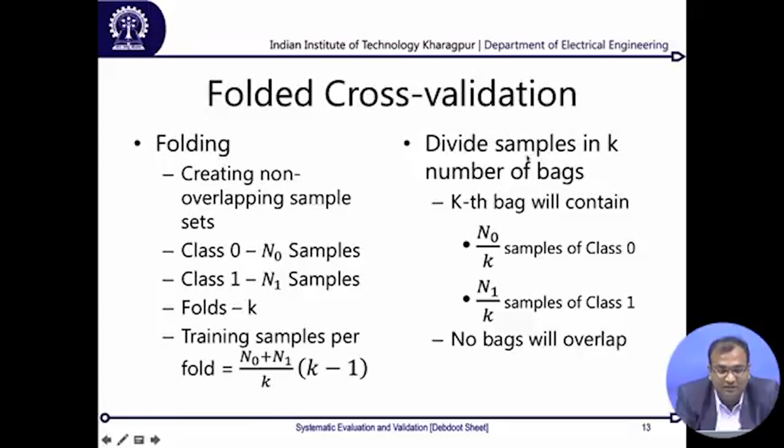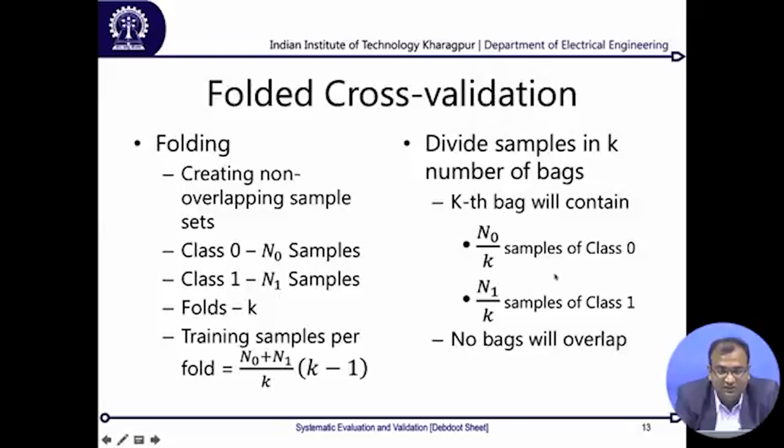What each bag means is that in each bag you will have n0 by k number of samples for class 0 and n1 by k number of samples for class 1, and you also ensure that no samples overlap between bags, which means two different bags are not going to consider the same samples. That's what would again introduce some sort of variance, some sort of bias into your system. So you cannot share between them.